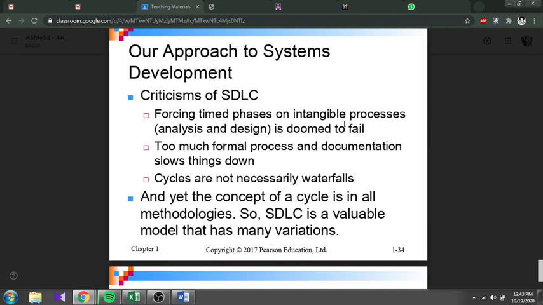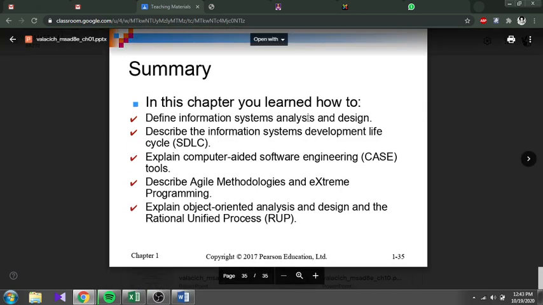Alright, so our approach to system development is a criticism of SDLC, mostly the traditional SDLC, as forcing time phases on intangible processes, and as design is doomed to fail. Too much formal process and documentation slows things down, because in SDLC they tend to focus on the planning phases and documentation. Yet the concept of the SDLC cycle is in all methodologies, so it is a valuable model that has many variations. But still we have to refer to SDLC to make sure we check everything in the system development process.